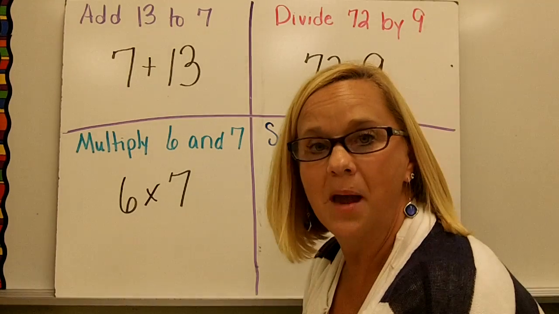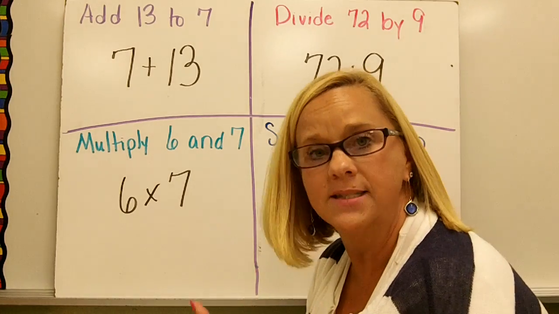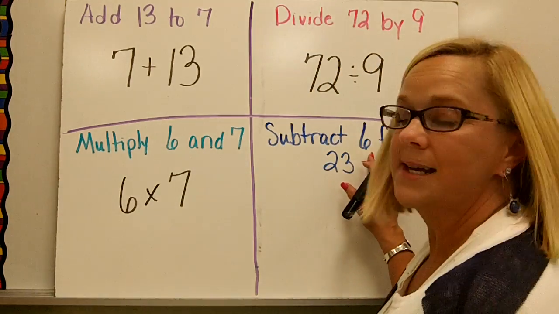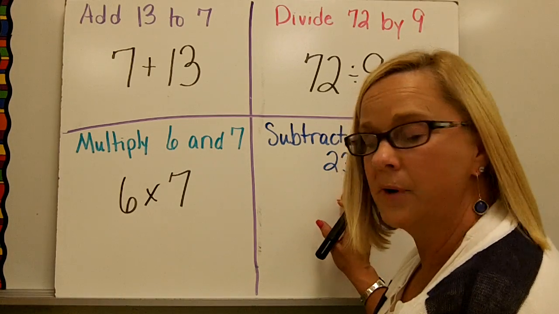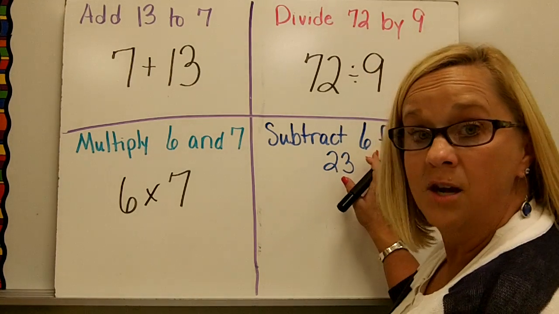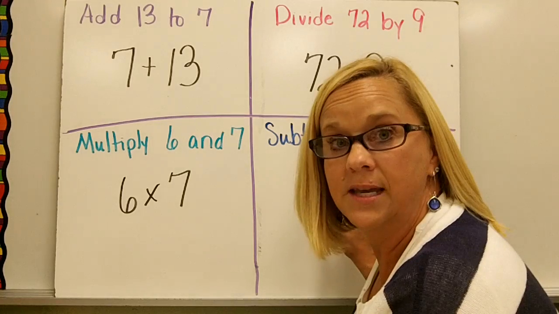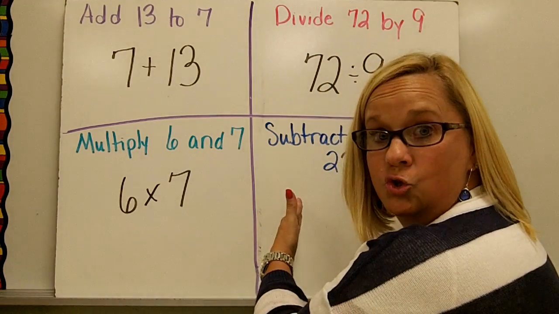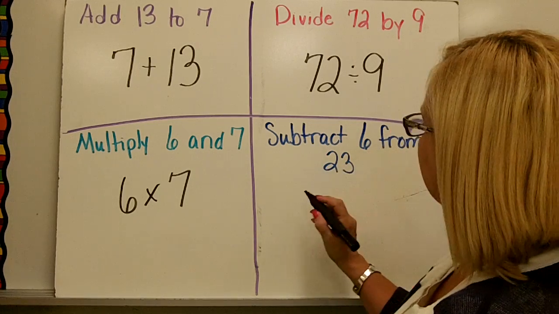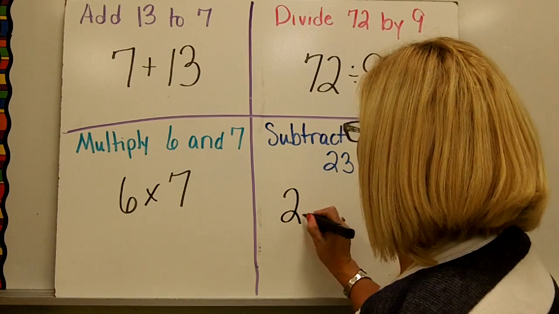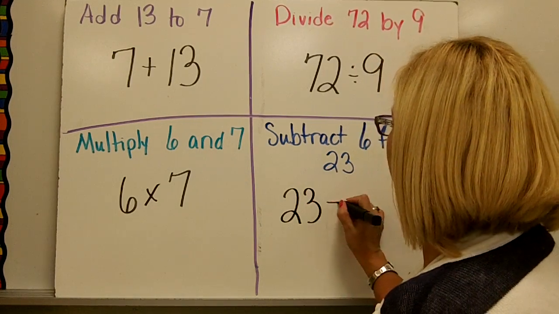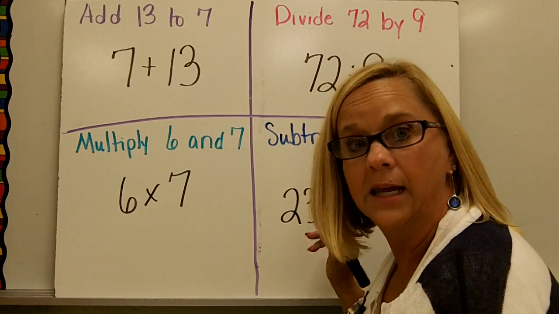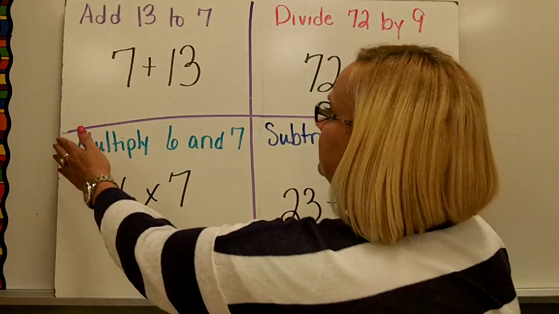The last easy one is subtract 6 from 23. Now, sometimes these might be a little bit confusing, so you've got to think about what you're doing. I've got to take 6 away from 23, so I'm going to write these not necessarily in the order you see the numbers, but write them in the order that makes this true. So if I'm taking 6 away, I'm starting with 23, and then I'm subtracting 6. So read carefully and go slowly when you're working on this.